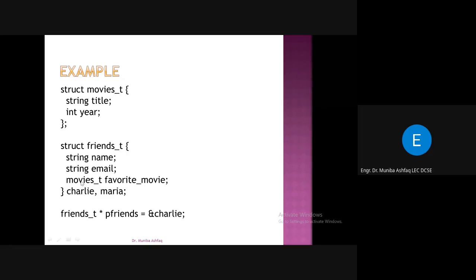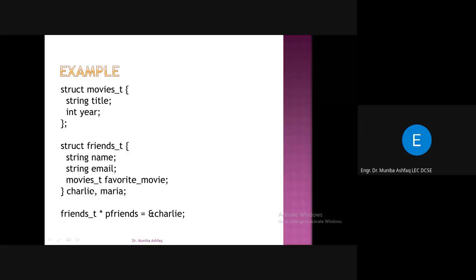Second structure, the difference was that we have a data member of structure. Now these are two structures. Now come toward this point. Now I have the pointer friends_t. I have the pointer, static p_friends. Now p_friends is a pointer to the structure friends_t, equal to this. Friends_t already has two objects, Charlie and Maria.